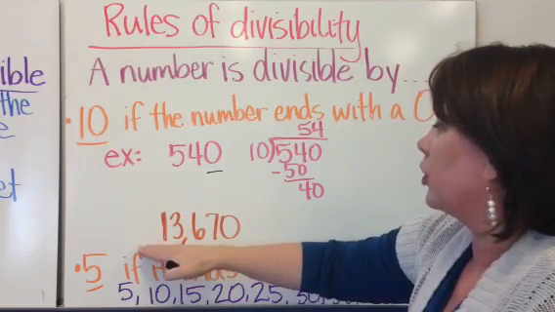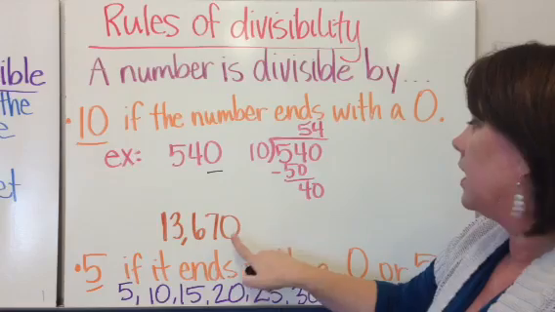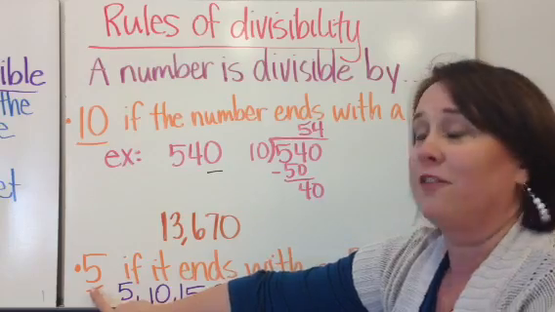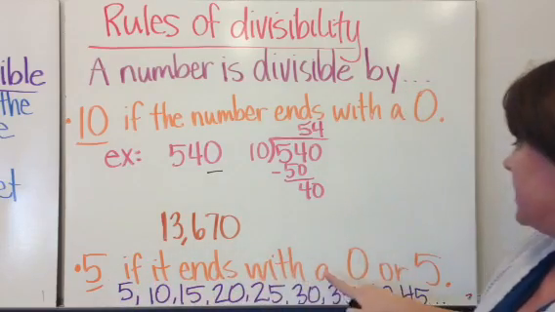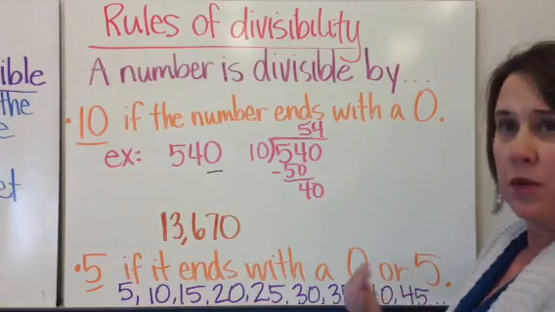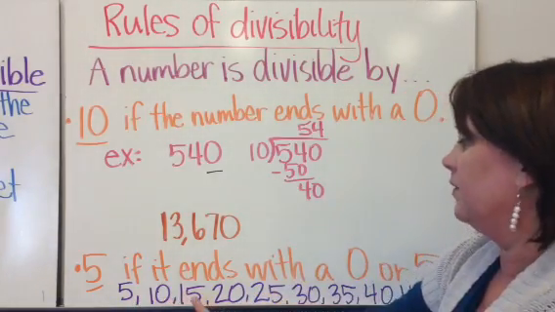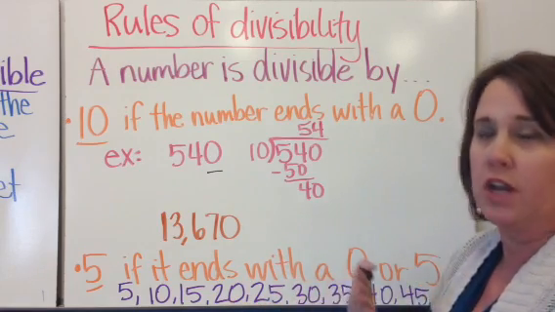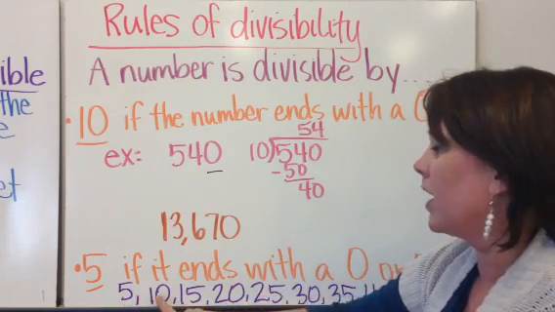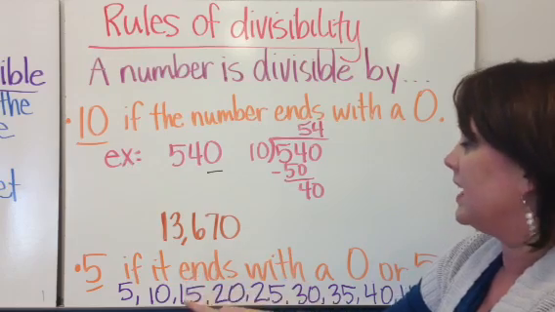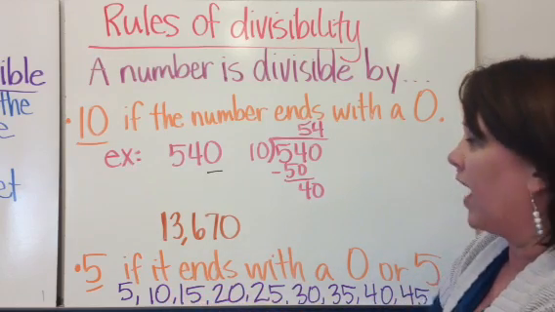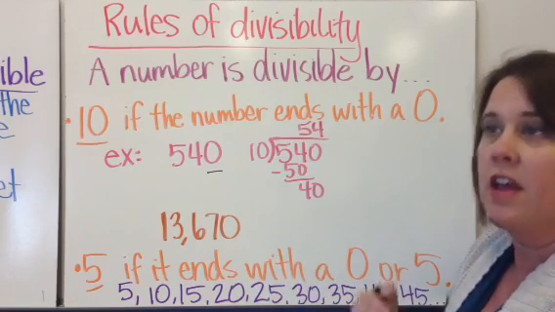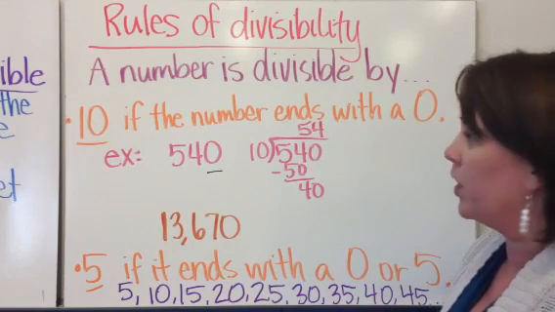Here's another example, 13,670. It ends in a 0, so we know that 10 goes into it. A number is divisible by 5 if it ends with a 0 or a 5. So think about it. When you count by 5s, 5, 10, 15, 20, 25, 30, 35, 40, 45, and so on, notice every one of these multiples of 5 ends in a 0 or 5. That means anytime you see a number, if it ends in a 0 or in a 5, it can be divided by 5 with no remainder.